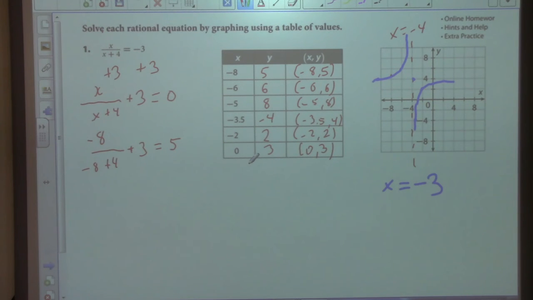You guys are getting either graphed it or getting close to it.